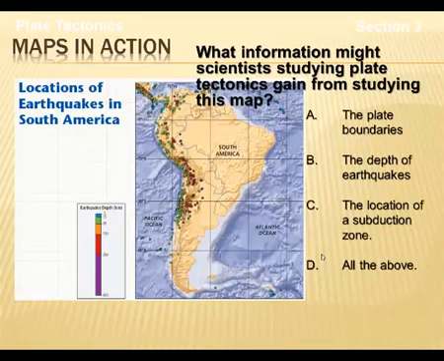Looking at this map, what information might scientists studying plate tectonics gain from studying this map? So notice our key over here. Our key represents what is seen inside of the picture. So what may scientists gain by studying this map? Is it A, the plate boundaries, B, the depth of earthquakes, C, the location of a subduction zone, or D, all of the above? Please answer this on your note sheet.